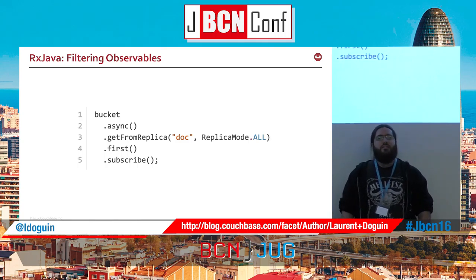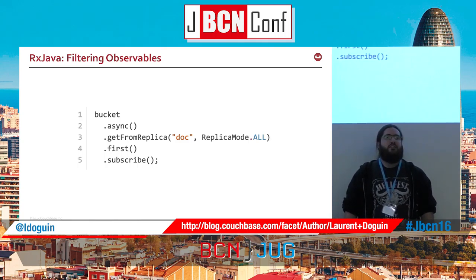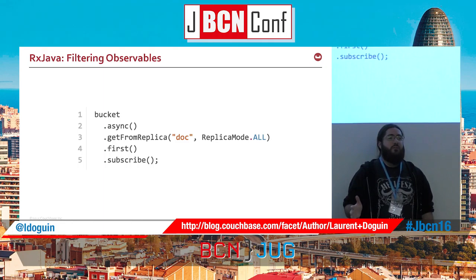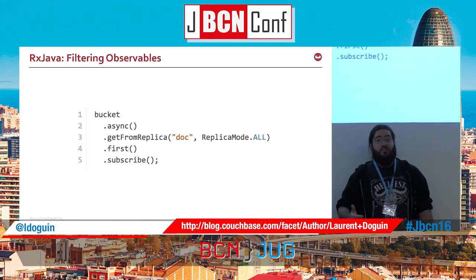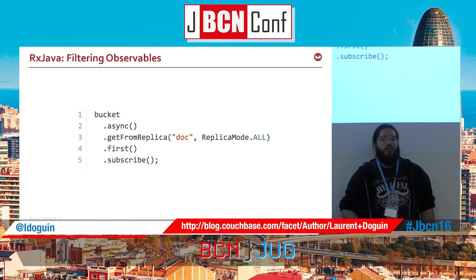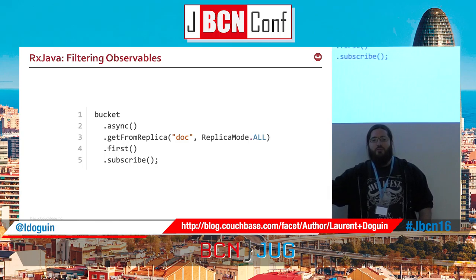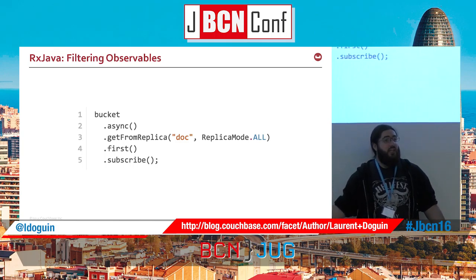Now, there's something you might have noticed with observables: semantically, you cannot know if you're going to get one object or several objects. It's just a stream. When I do a get, I intend to get just one object because there's only one active version of my document in my database. But I receive an observable, and an observable could be more than one object, and you have no way of knowing that, which is sad.